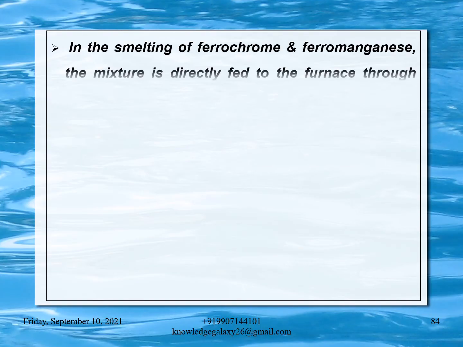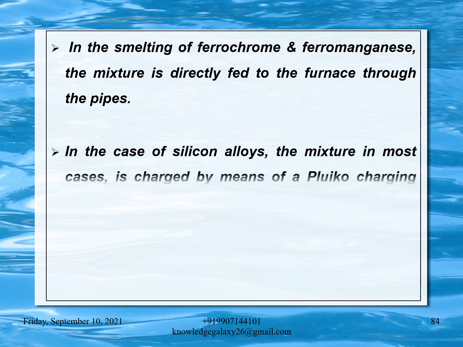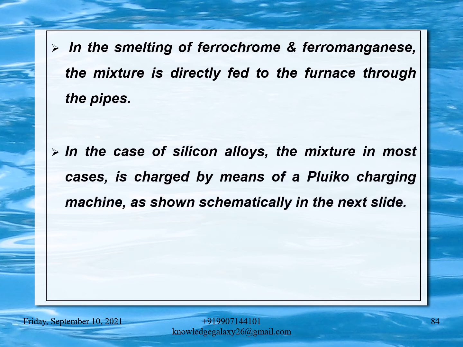In the smelting of ferrochrome and ferromanganese, the mixture is directly fed to the furnace through pipes. In the case of silicon alloys, the mixture in most cases is charged by means of a charging machine, as shown schematically in the next slide.